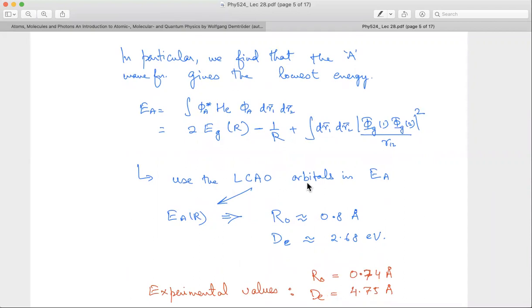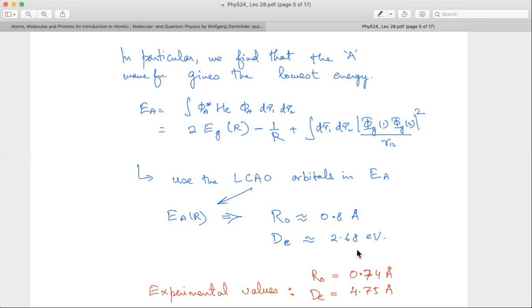the class last time, then you will find that you can calculate this E_A of R, and you can plot this E_A of R. You get this curve which we spent quite some time on in the last class. And that minimum turns out to be at R0, the internuclear equilibrium radius, which is given by 0.8 Angstrom. And the electronic dissociation energy, which is the energy of the minimum from the zero line, all right, which is the energy I'll need to give to the molecule to break it, the electronic component of that is given by 2.68 eV.